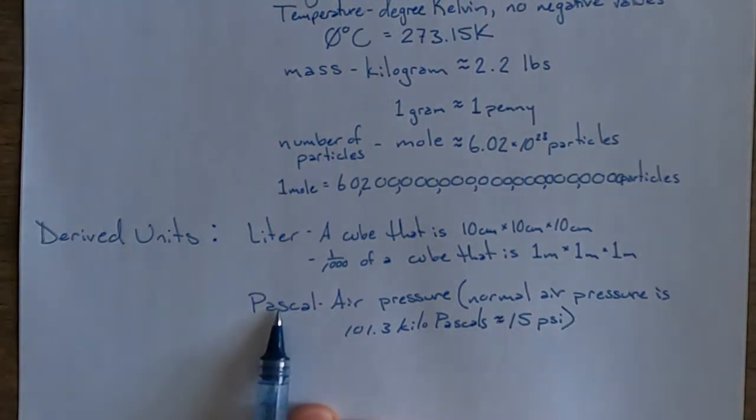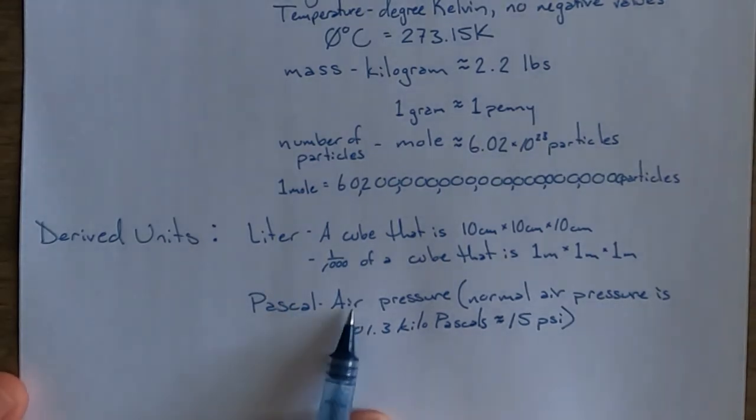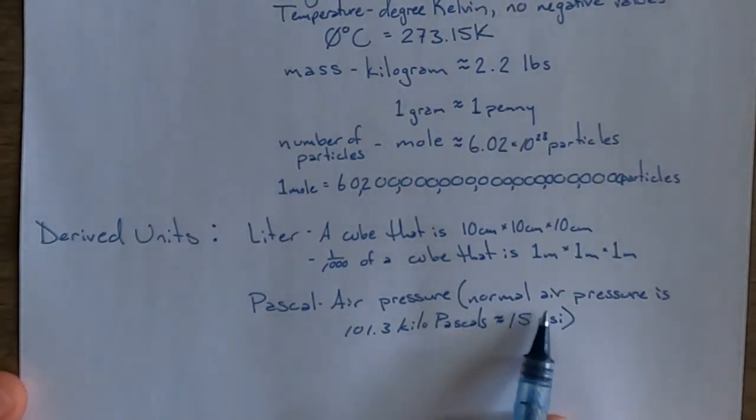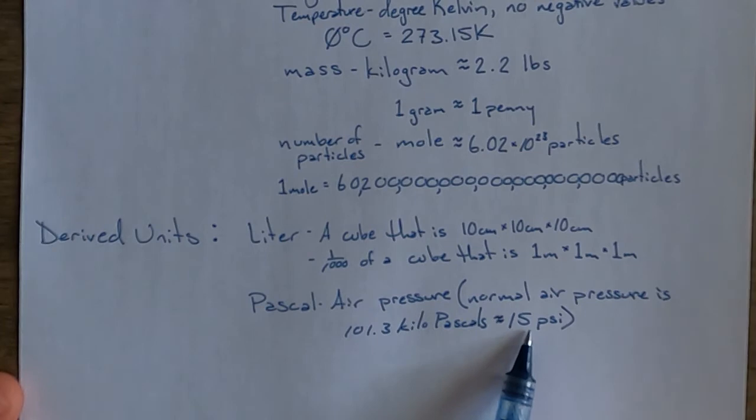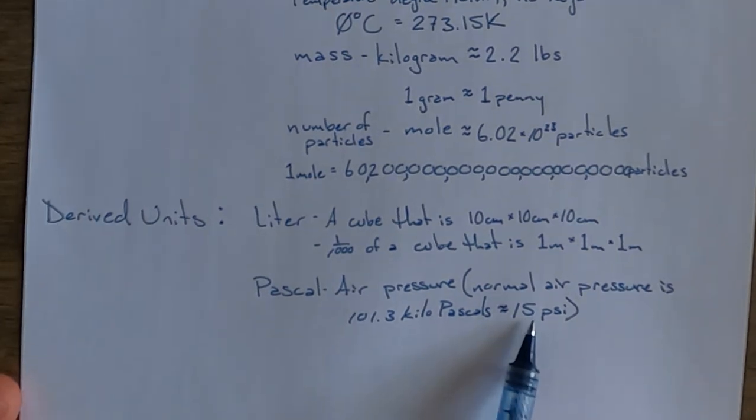Another derived unit is called the Pascal, and it measures pressure, usually air pressure. And just as a reference, normal air pressure is 101.3 kilopascals, and that's approximately 15 psi if you're more familiar with pumping up your tires.